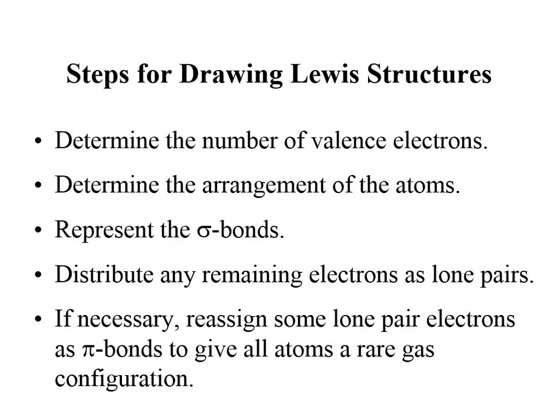Let's say you distributed all of your electrons, your pot of valence electrons, and usually the atom in the middle just doesn't quite have a complete octet yet. I'll call it the conversion process. You convert lone pair electrons, you swing in lone pair electrons, to form a pi bond.